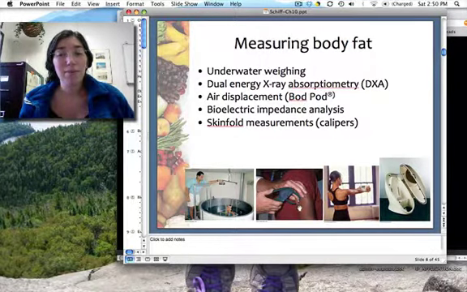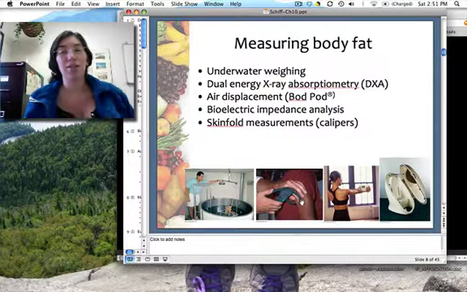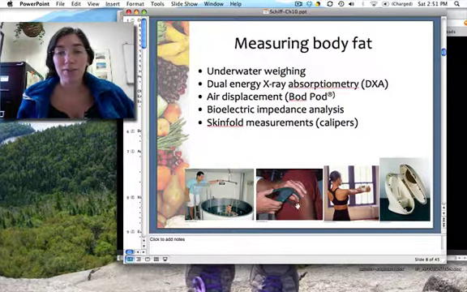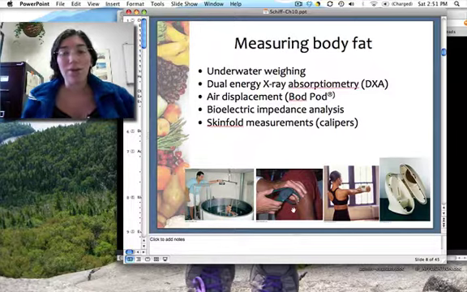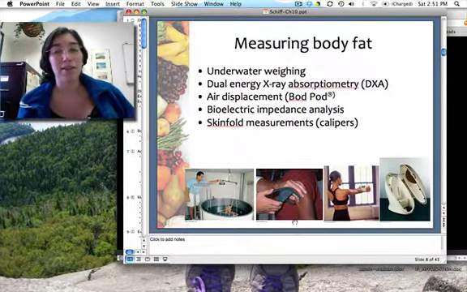Then the last method, which is probably the most commonly used method because it's the easiest, simplest, is skin fold measurements, which basically uses this tool called a caliper, and you pinch the subcutaneous fat in different areas. So behind the arms, the stomach, the hips, the thigh, there's different regions that you have to take measurements from, and then again plug into a formula in order to calculate what your percent body fat is.